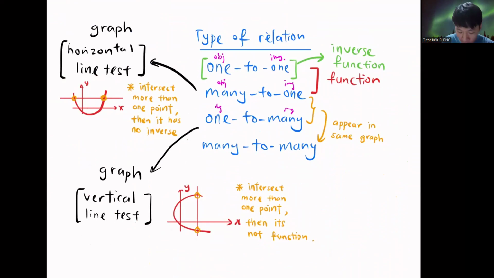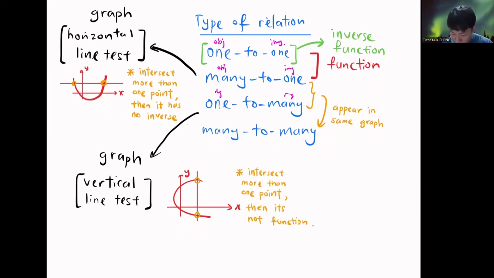So I did state here for you. For many to one, how do you know if it is many to one or not? You have to use this line test. You have to draw a horizontal line into the graph. Draw a line here, and I did state here for you: if it intersects more than 1 point, then this is considered many to one. And if it is many to one, then it is not inverse. Okay, so you can see here for this line test.